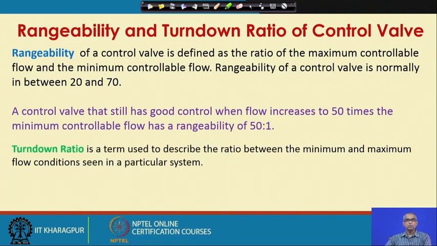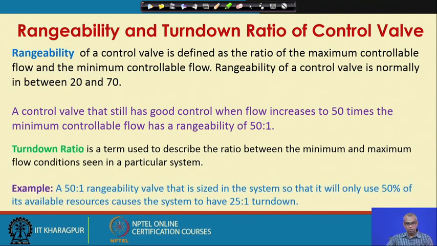Turndown ratio is another similar term, and this is used to describe the ratio between the minimum and maximum flow conditions seen in a particular system. So, when the control valve is installed, the ratio of maximum and minimum flow is known as turndown ratio.